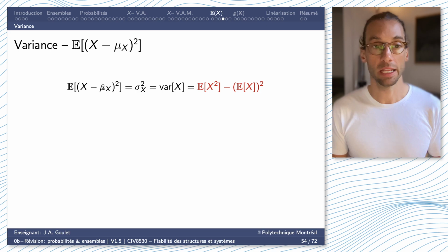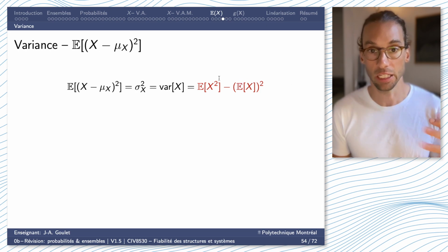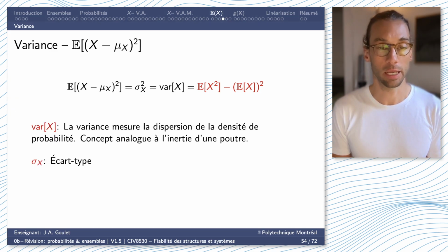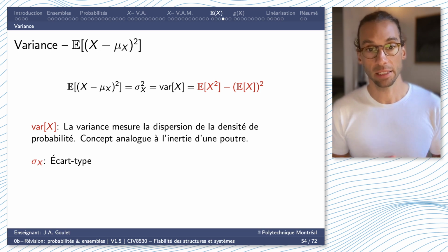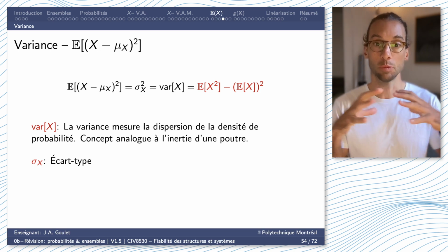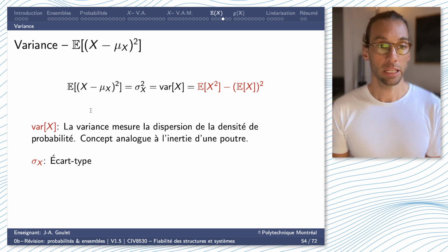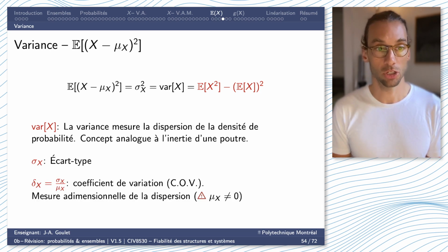And I can rewrite this term by developing this here as the expected value of x squared minus the square of the expected value of x. This is a useful identity that is used when you multiply some analytical concept. So the variance of x, as I said earlier, will measure the dispersion of my probability mass or probability density function. It's going to be represented as sigma x squared, which is my standard deviation.